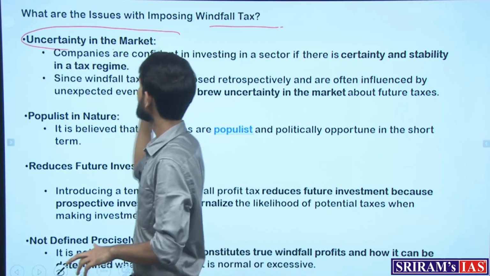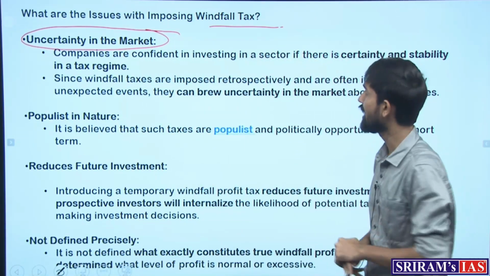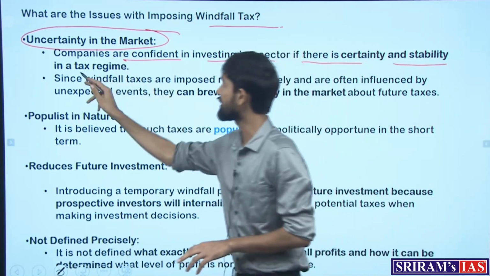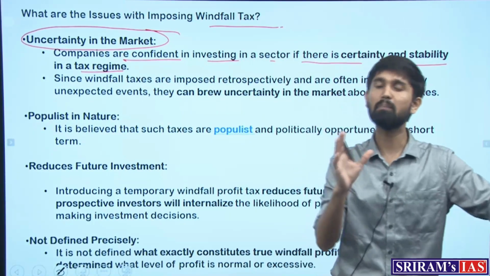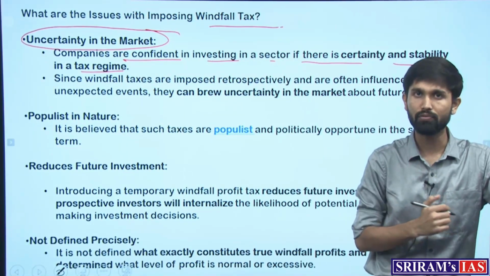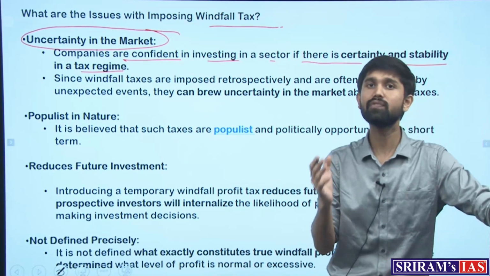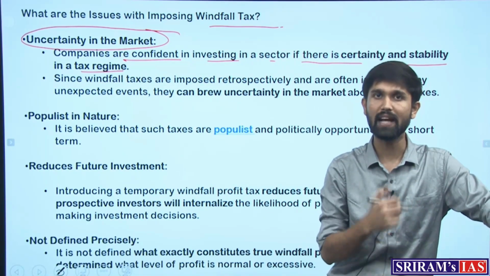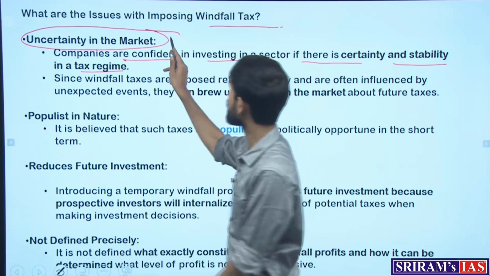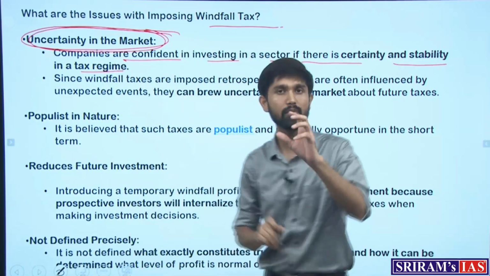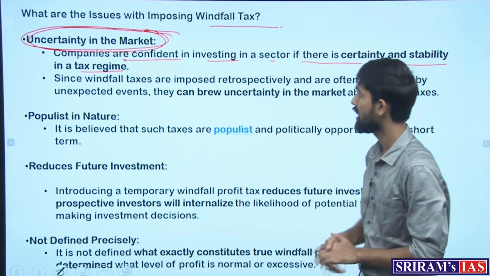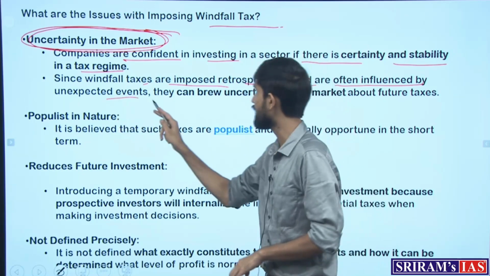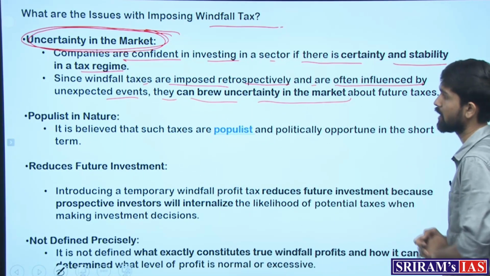The first issue is that there is uncertainty in the market, which means that companies are confident in investing in a sector if there is certainty and stability in the tax regime. This is true, wherein if companies know their tax slabs, they are more confident in investing in the economies. But if they do not know, and the share of taxes, which is based on their share of profits, can be increased by the government at any time, it creates a situation of uncertainty in the market, which is never good for increasing investment. And such taxes are imposed retrospectively and are often influenced by unexpected events. They can brew uncertainty in the market about the future.